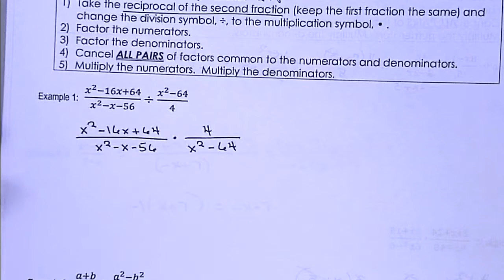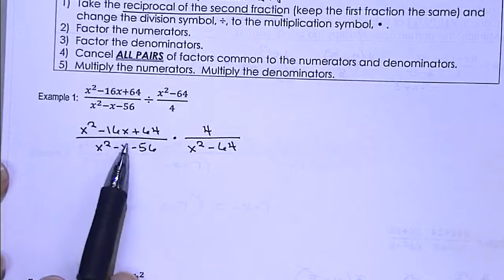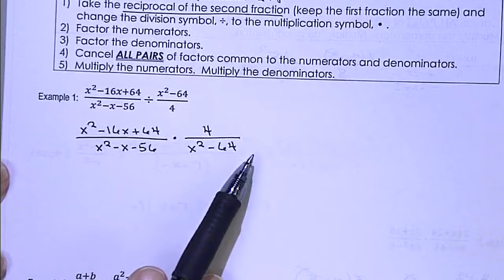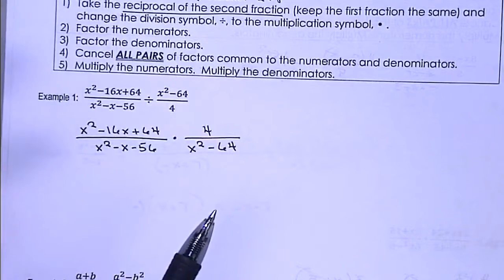Now, the only thing you've got to remember that I've seen people do wrong, listen to me, okay? The first fraction has to stay the same. Don't flip the first one. You have to flip the second one, okay? If you remember that, you're golden, okay?